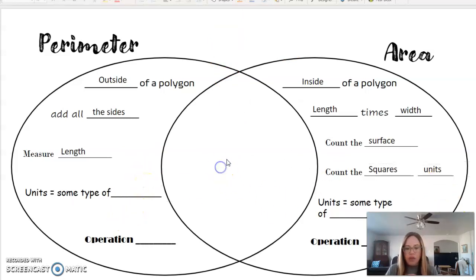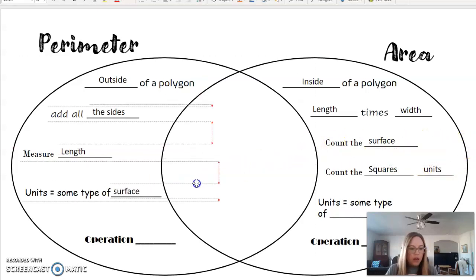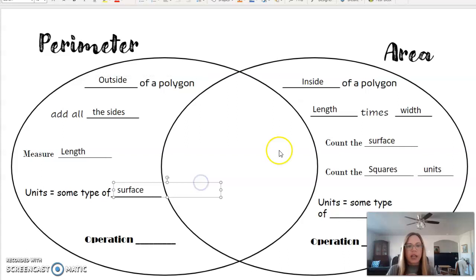Okay, so what does it look like if we were measuring perimeter? We said, oh, the perimeter is 25. Well, 25 what? Well, it'd be some type of length. So think about ways we measure length. Inches, feet. If we were measuring something really big, we could use miles. So any unit of length is what we would use for perimeter.